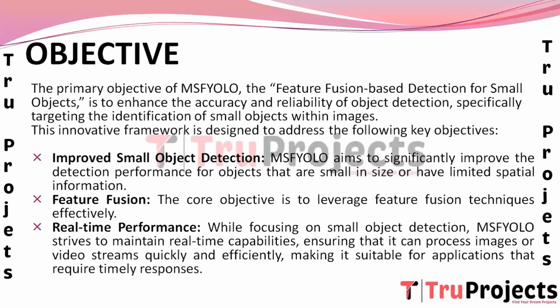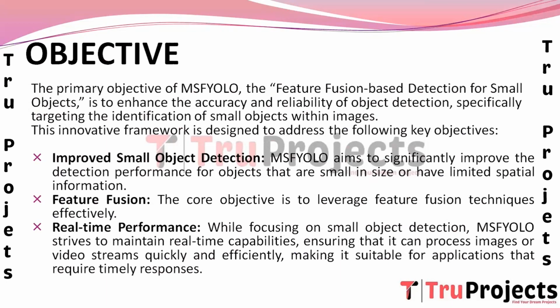So now coming to the objective part. The objective of this project is to advance object detection technology with a specific focus on the detection of small objects. By implementing feature fusion techniques and maintaining real-time capabilities, it seeks to provide more accurate and reliable results in a wide range of applications where the identification of small objects is critical for decision-making and automation.